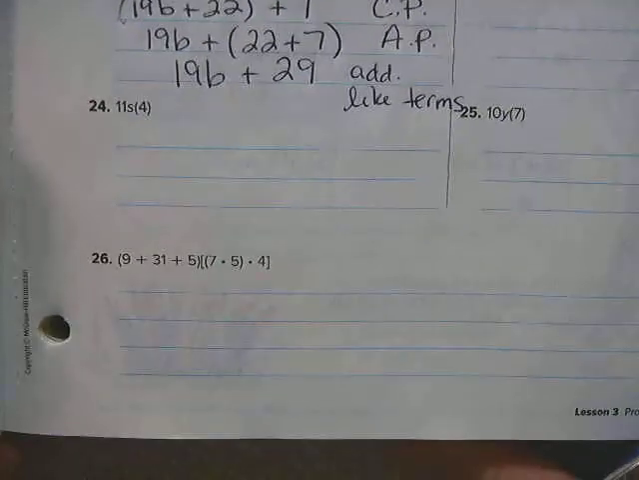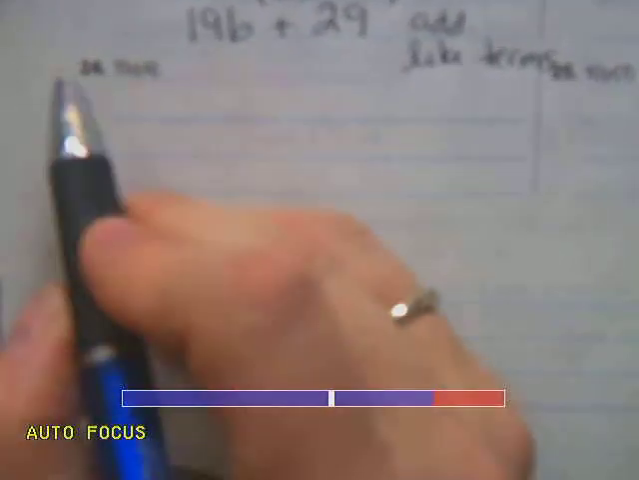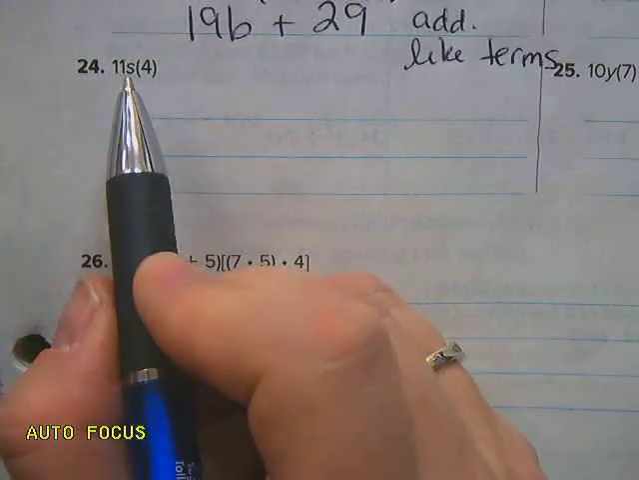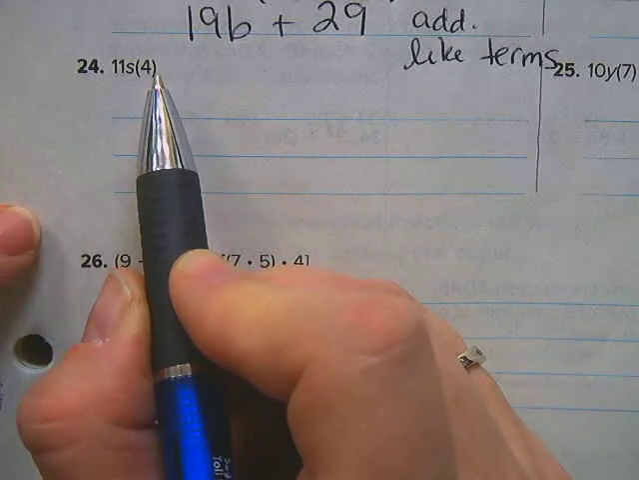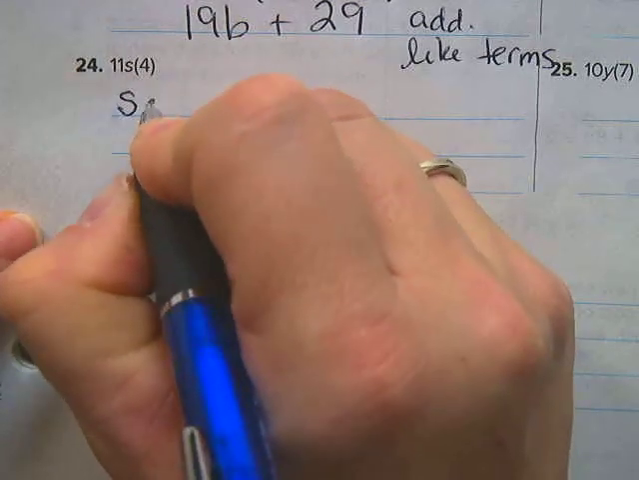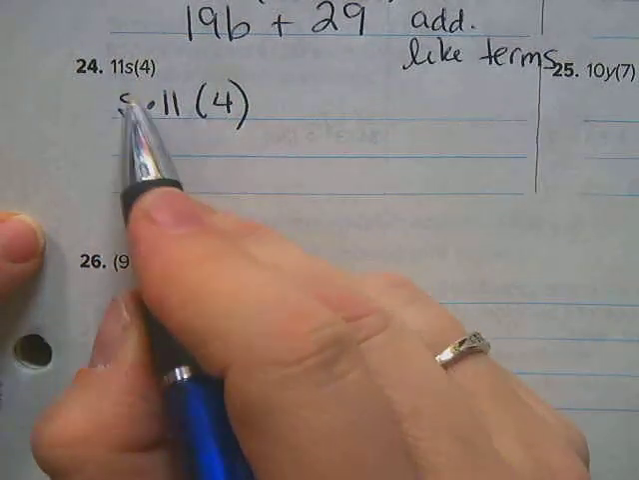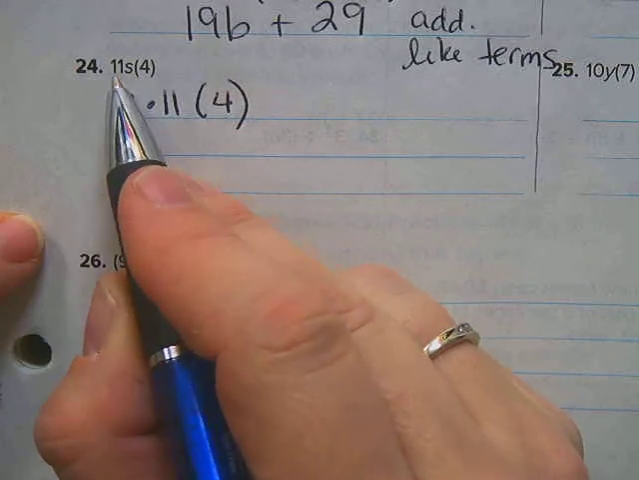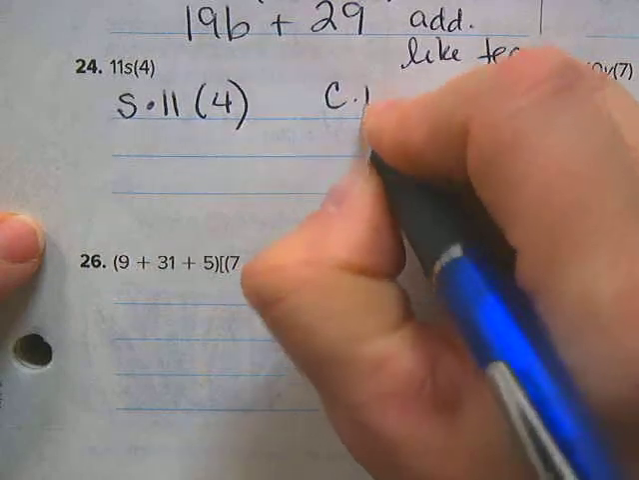Okay, let's go down to 24. 24 is a little trickier because you might miss the operations because there aren't any symbols there, but this is really saying 11 times s times 4. Well, 11 and 4 can be multiplied together if they are near each other. So the first thing we're going to do is flip-flop the order of 11 times s and write it as s times 11. That's the commutative property.